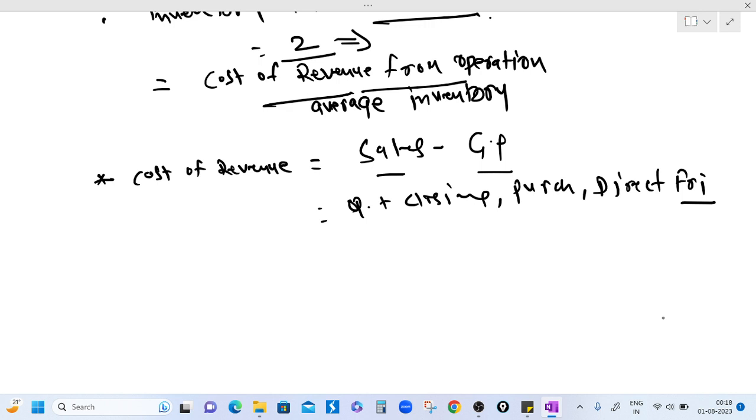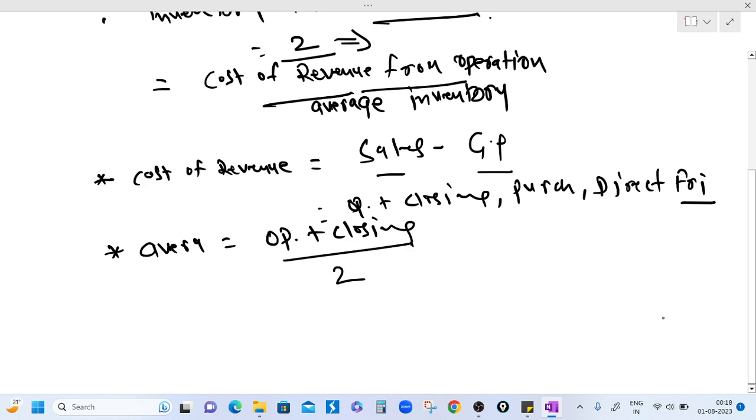Number one thing, you calculate it like this. Average inventory: how will you calculate average inventory? Average inventory is basically opening inventory plus closing inventory divided by 2. Once you calculate these two figures, you can easily calculate the inventory turnover ratio. So this is very simple.